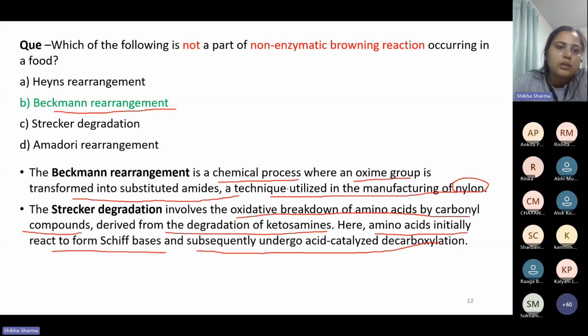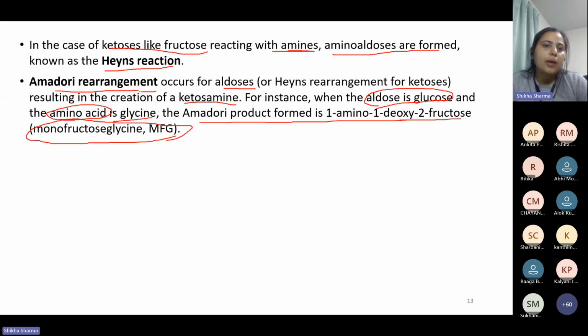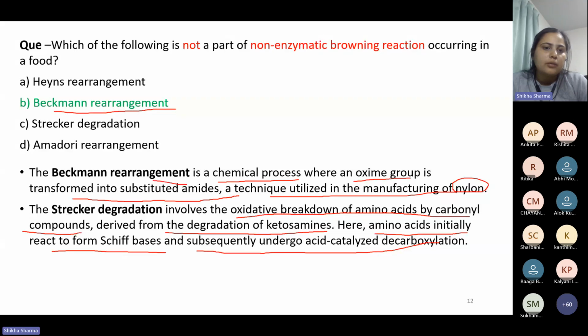All these reactions, Strecker degradation and the others, cause non-enzymatic browning. There is no use of any enzymes in their reaction. The Amadori reaction is purely a chemical reaction, and the Heyns reaction is too. But the Beckmann rearrangement is also a chemical reaction, but it doesn't produce browning substances. It is used for nylon production. So option B is correct here.